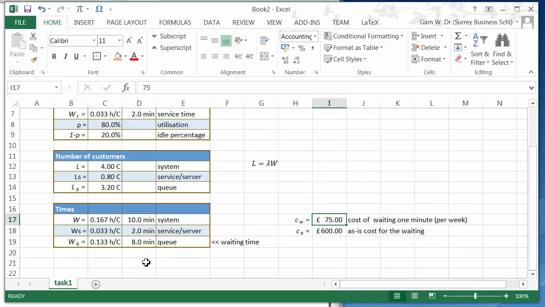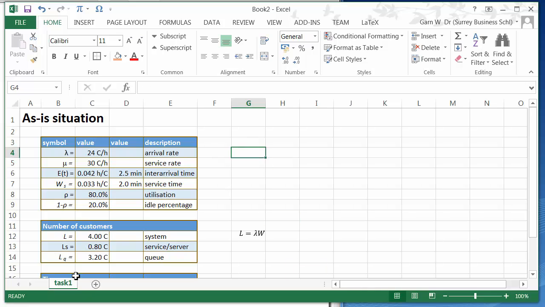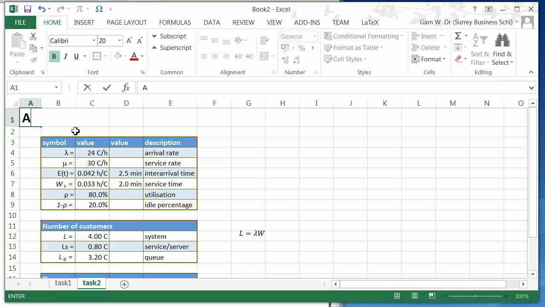Now we want to take this scenario and investigate what happens if we employ an additional employee. So we are going to copy the as-is scenario, call it task 2, and say that's not the as-is scenario anymore, it's the additional employee scenario.